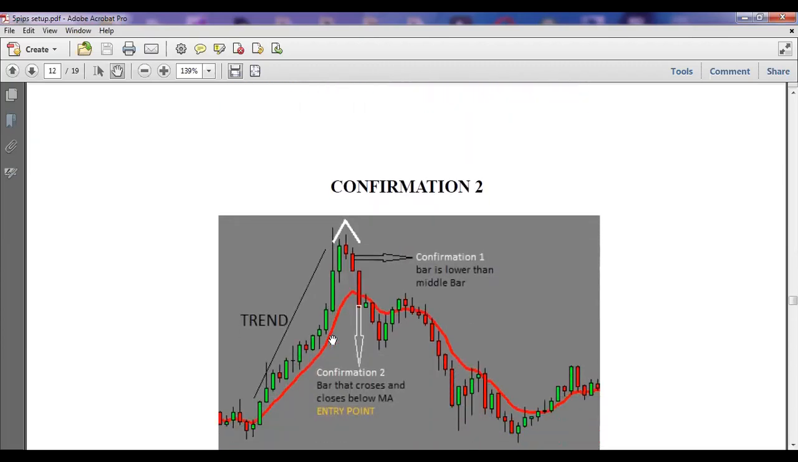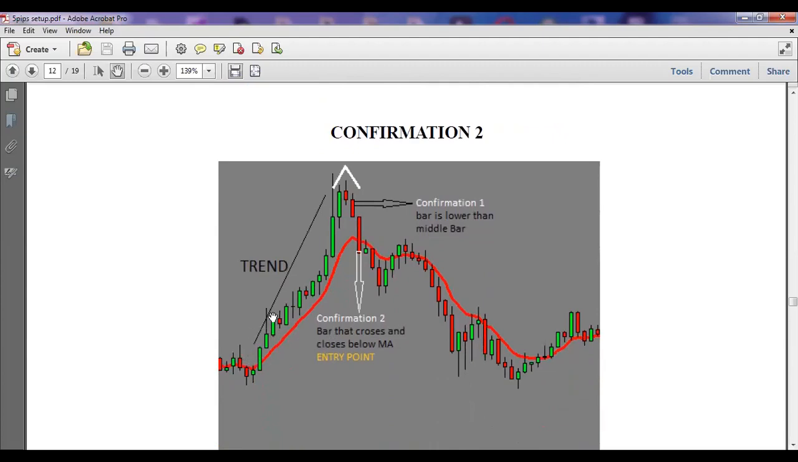Now, this is the confirmation two. You can see the uptrend, the first red bar, second red bar, which forms below the first red bar. That gives you your confirmation one. Then your third red bar, which forms below the second red bar and closes below the moving average. For those of you who don't know the moving average, this red line is the moving average.